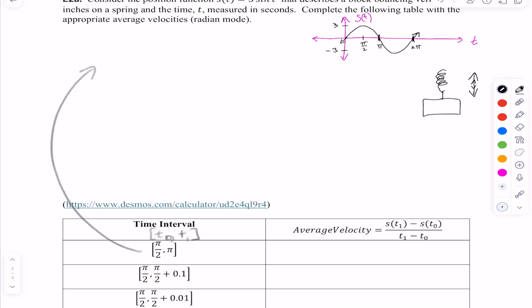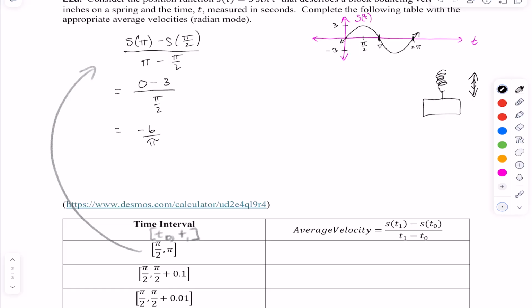So the first one is going to be the average rate of change, or the average velocity. It's evaluated at s of pi minus s of pi over 2, all over pi minus pi over 2. This expression will have the same value as 3 times the sine of pi, that's just 0, minus 3, all over pi over 2. And notice we get negative 6 divided by pi.